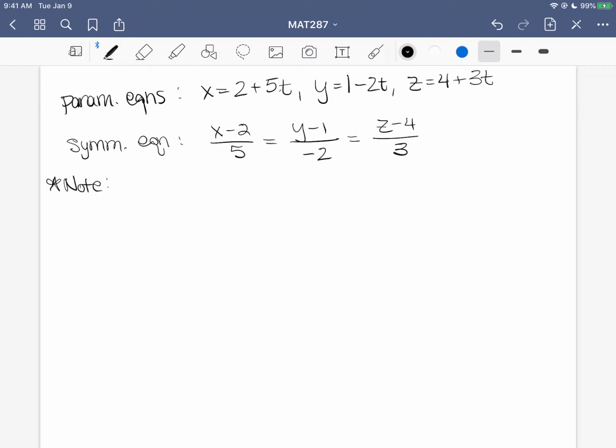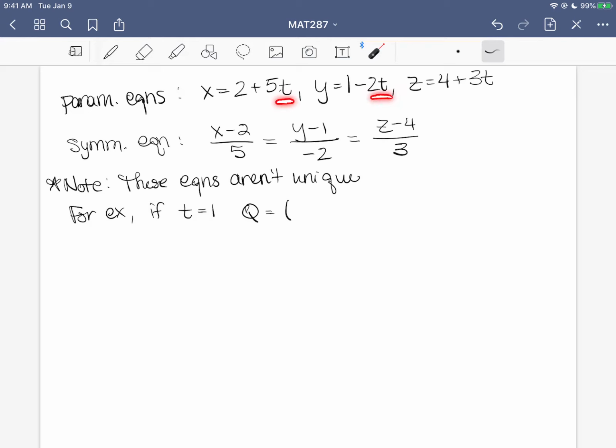Okay, so let's note, these equations aren't unique. So for example, if say t is 1, I'd get the point Q. So think about what happens when I plug 1 in for t up here. Q is going to have the coordinates 2 plus 5, so 7. 1 minus 2 is -1, and 4 plus 3 is 7.